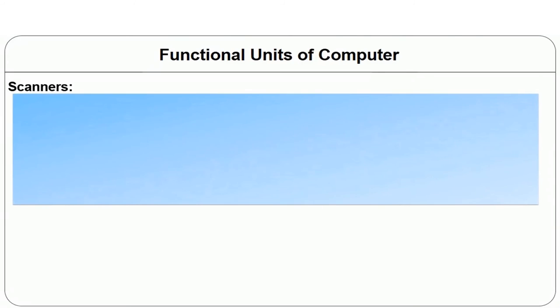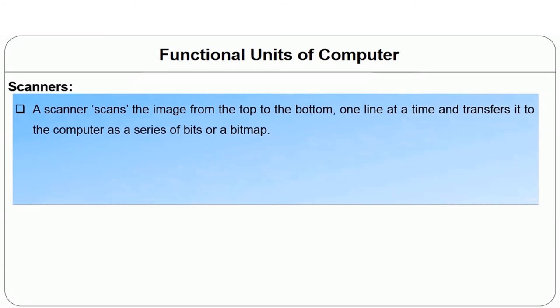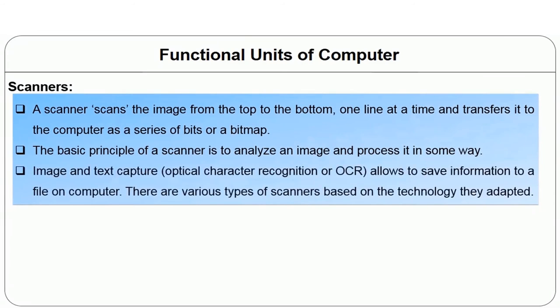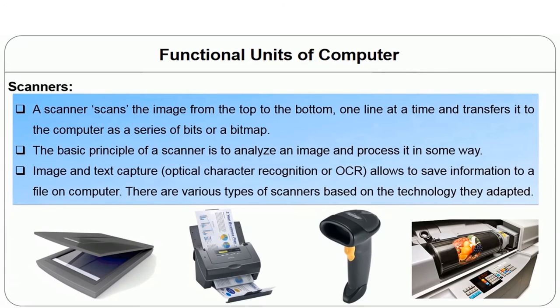Scanners. A scanner scans the image from the top to bottom, one line at a time, and transfers it to the computer as a series of bits or a bitmap. The basic principle of a scanner is to analyze an image and process it in some way. Image and text capture, optical character recognition, or OCR, allows to save information to a file on computer. There are various types of scanners based on the technology they adapt. Some of them are flatbed scanner, sheet-fed scanner, handheld scanner, drum scanner, etc.